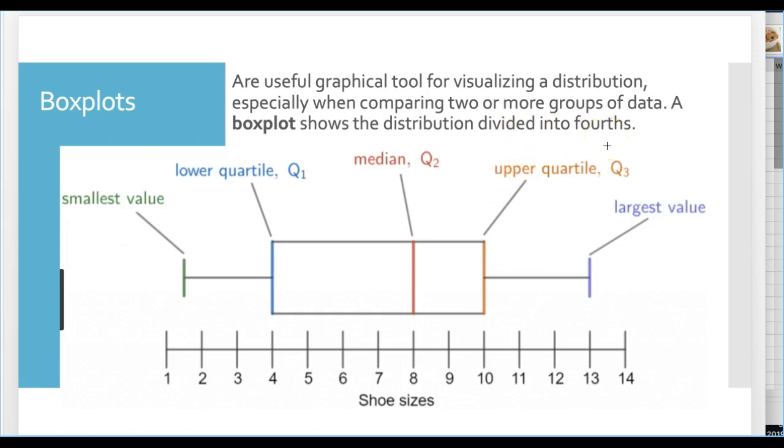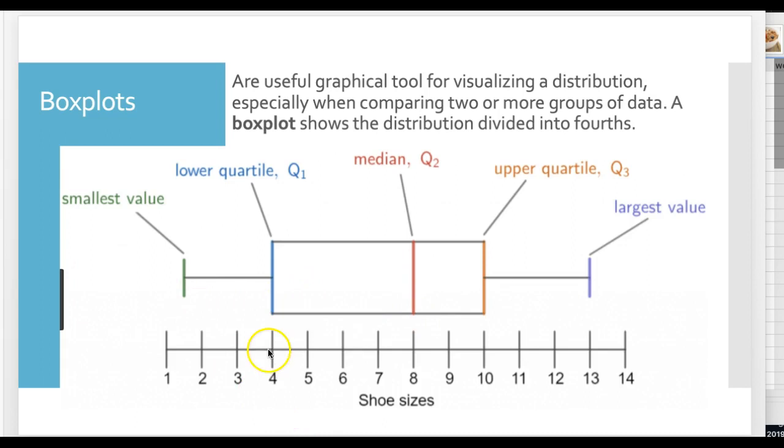So a box plot provides a really nice way of describing the distribution, because it divides it into fourths. And it's also very useful in comparing multiple distributions with each other. In this example, the median shoe size is 8. So that's saying 50% of shoe sizes are above 8, and 50% of the shoe sizes are below 8.